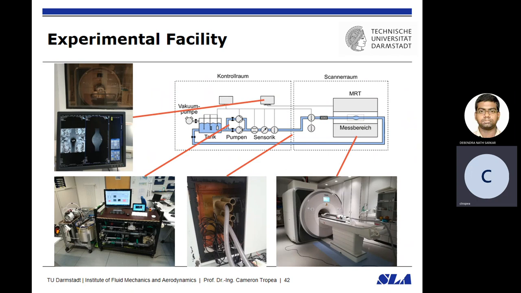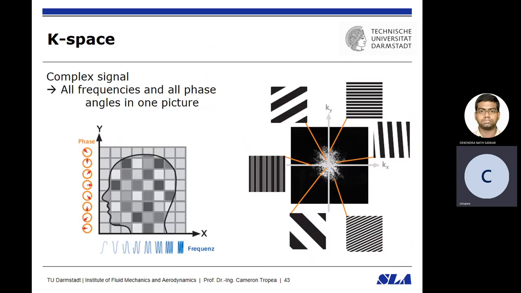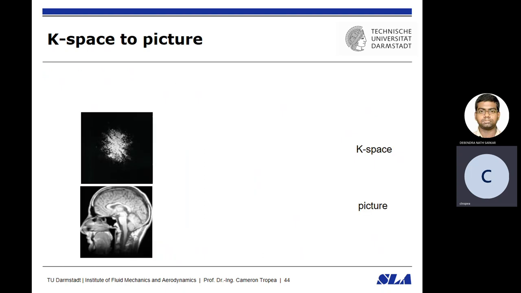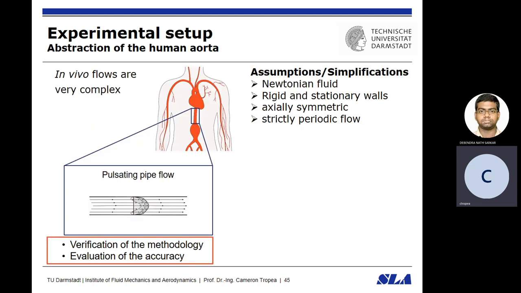So you've got a control room with your supply, you've got your patient up there, you've got hoses going in so that your flow goes in and out, and you just have to build it up, which I'm trying to encourage you to do in these medical facilities. And then you get this data, and you have to decompose it in k-space into magnitude and phase, and then you get your velocities. Okay, I'm going to skip that just as a matter of time.